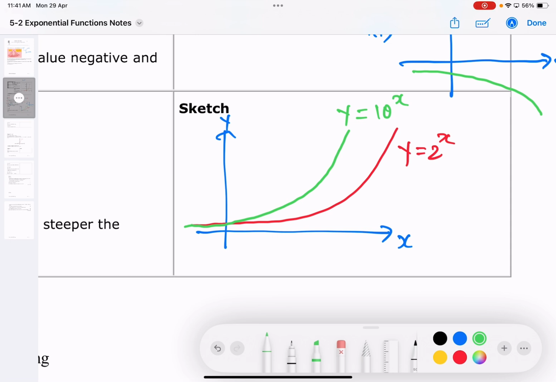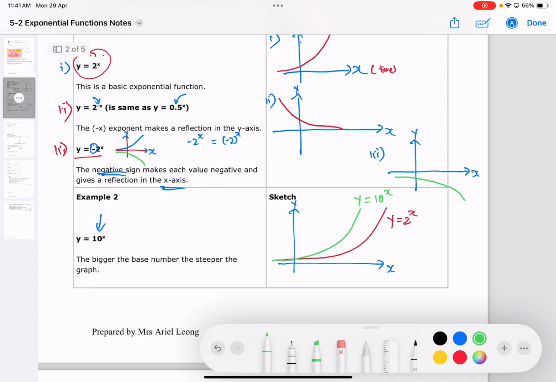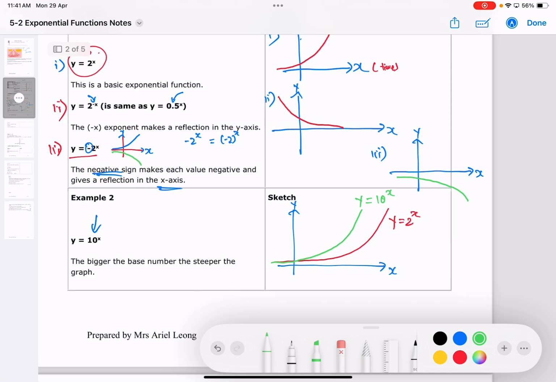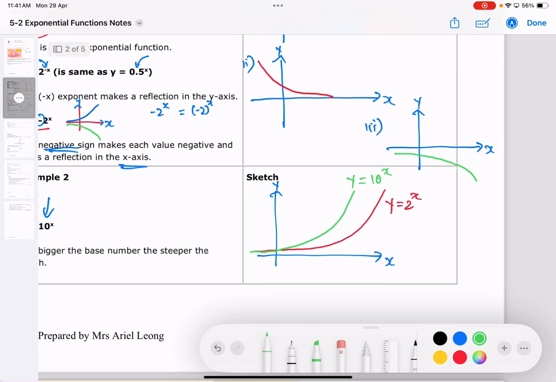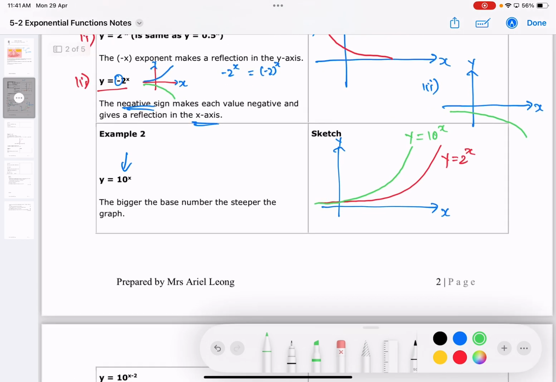It will cut through the same point over here. Why? Because when x is 0, anything raised to the power of 0 is 1. So it will cut through at this point 1. But after this point, the 10 to the power of x will go up faster than the other graph. Okay, this chapter is really very simple. Sketching, you just need to know the basic shape only. That's all. I'm spending a bit of time on it, but actually it's really very simple.